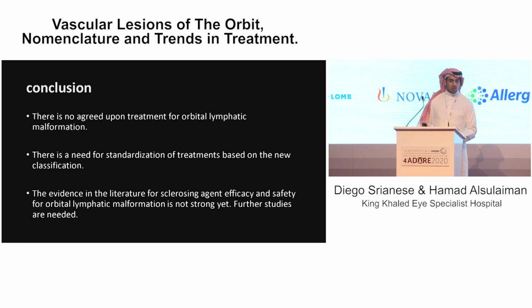So in conclusion, there is no agreed upon treatment for orbital lymphatic malformation. There is a need for standardization of treatment based on the new classification, and the evidence in the literature for sclerosing agent efficacy and safety for orbital lymphatic malformation is not strong yet, and further studies are needed. Thank you.